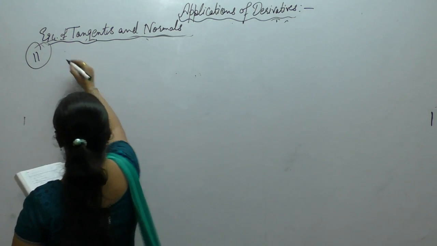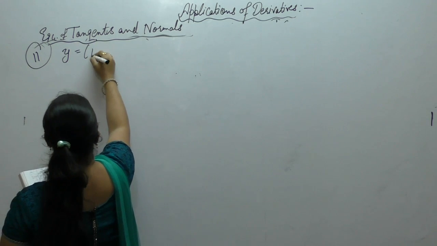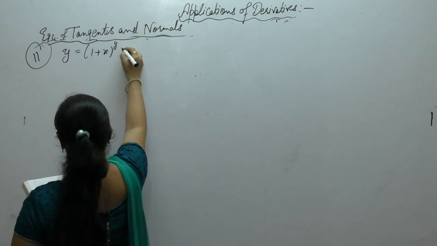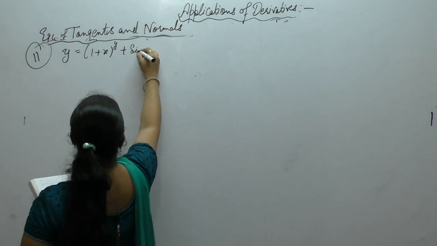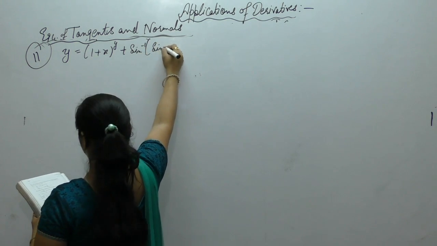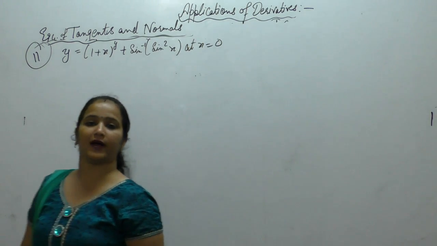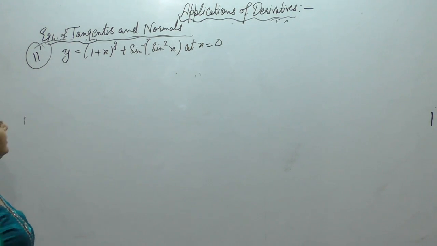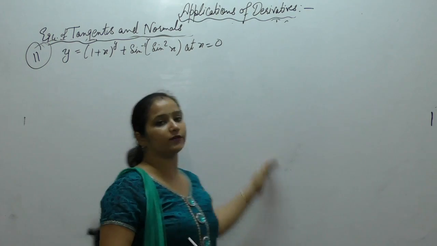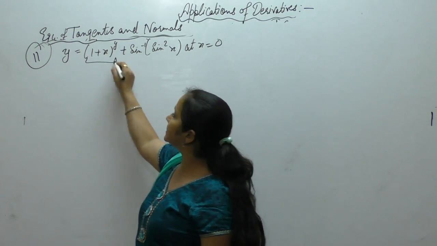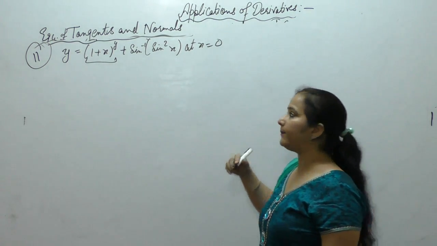Find the equation of normal to the curve y = (1 + x)^y + sin⁻¹(sin²x) at x = 0. We want to find the equation of normal here. First, to find the derivative of this term, this is of the type variable power variable.